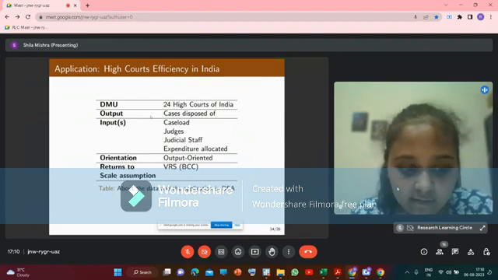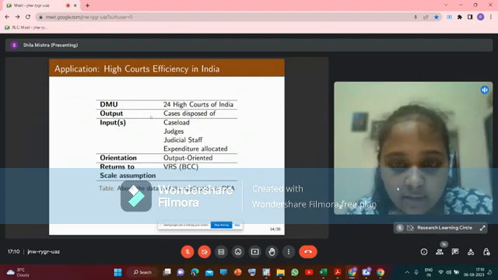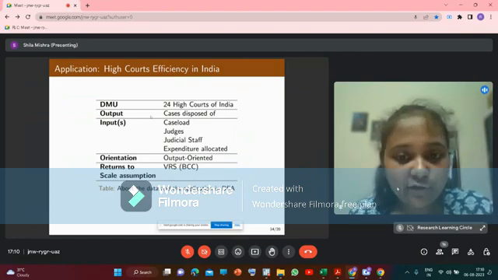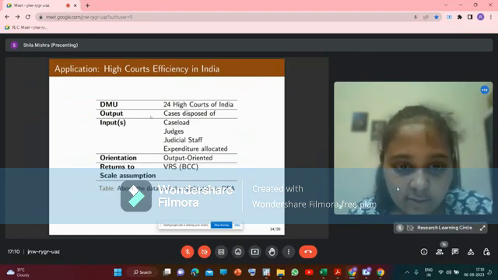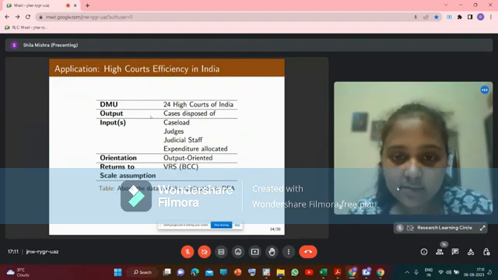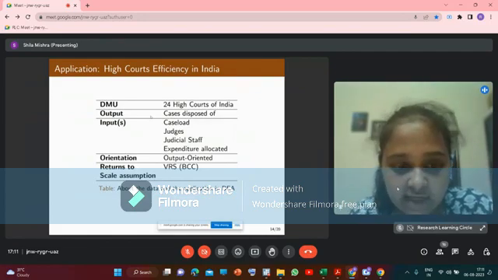And the inputs that these courts use are caseloads, the number of pending cases in these courts, the number of judges, the number of judicial staff, and the expenditure allocated. You might have noticed that some of these numbers are in absolute numbers, some of them are in rupees. DEA takes care of the unit, so as far as the variables are continuous, you need not worry about the scale or the unit of these variables.